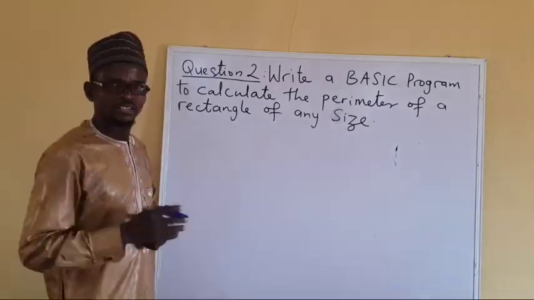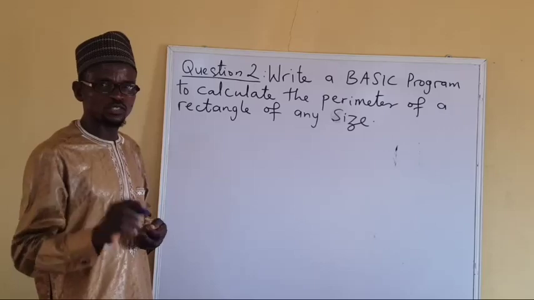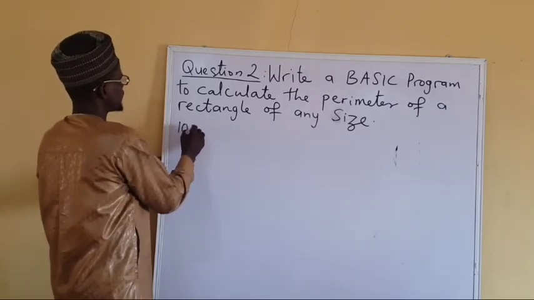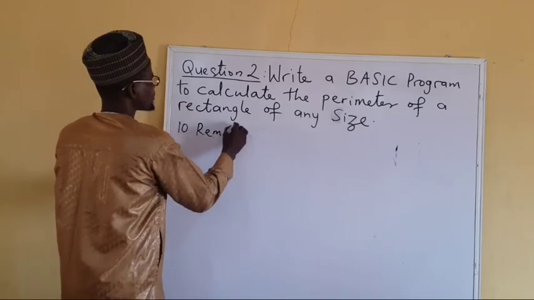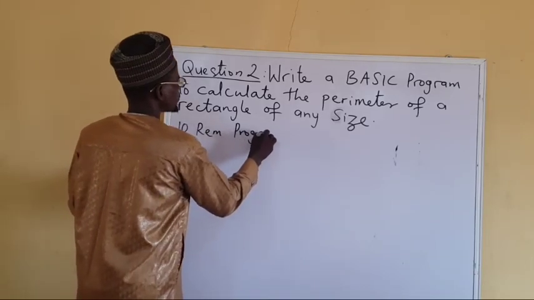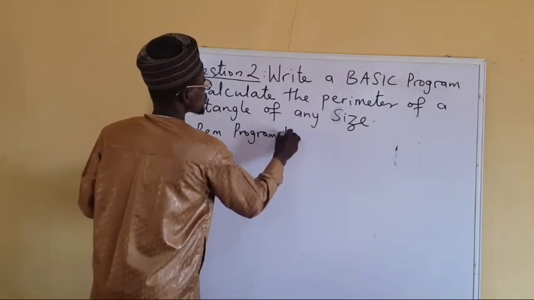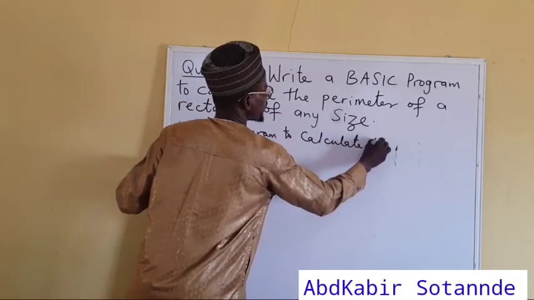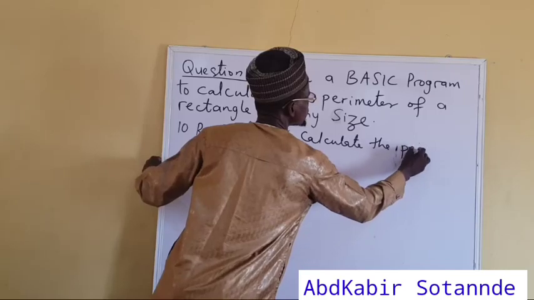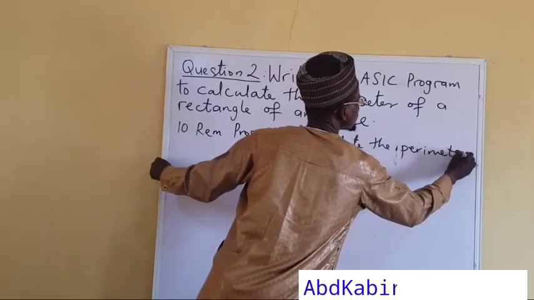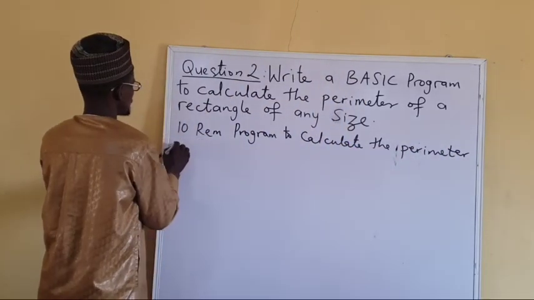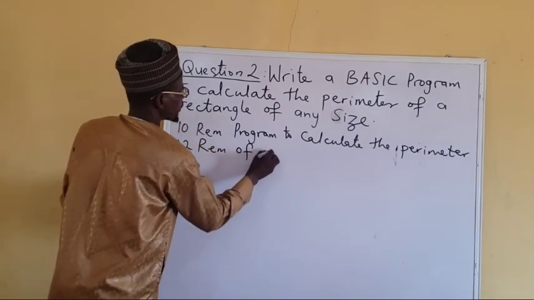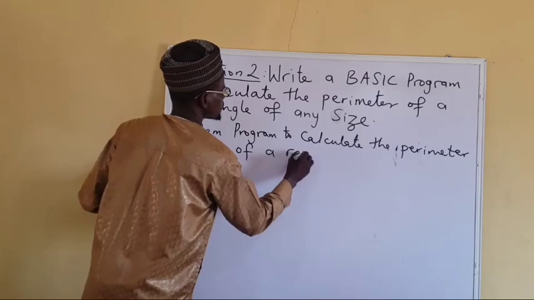Now, let's go. In the last video, I told us that we have to start with line numbers. Let's start with 10. Len program to calculate the perimeter of a rectangle.